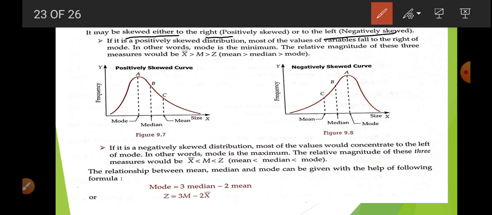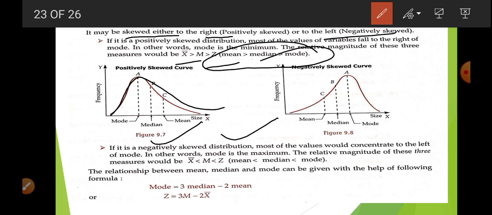So if it is positively skewed in this way, it means that mean is greater than median and median is greater than mode. Okay, so remember this thing. When it is negatively skewed, it means we find mode is greater than median and median is greater than mean. Now we are going to write it as an equation: mode is equal to 3 median minus 2 mean.